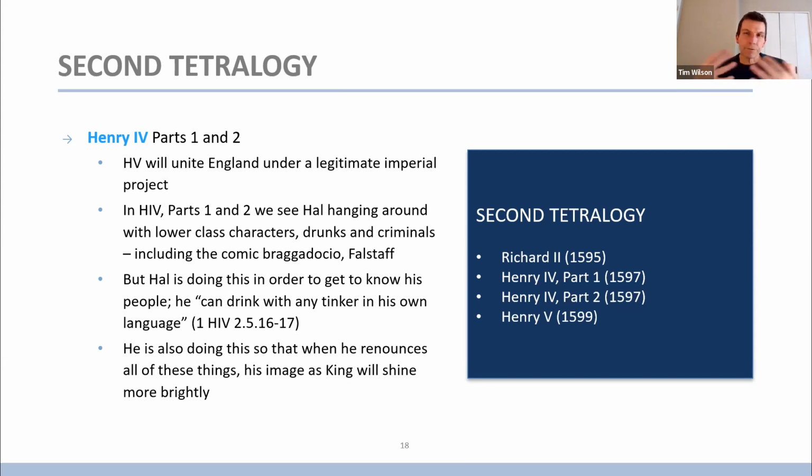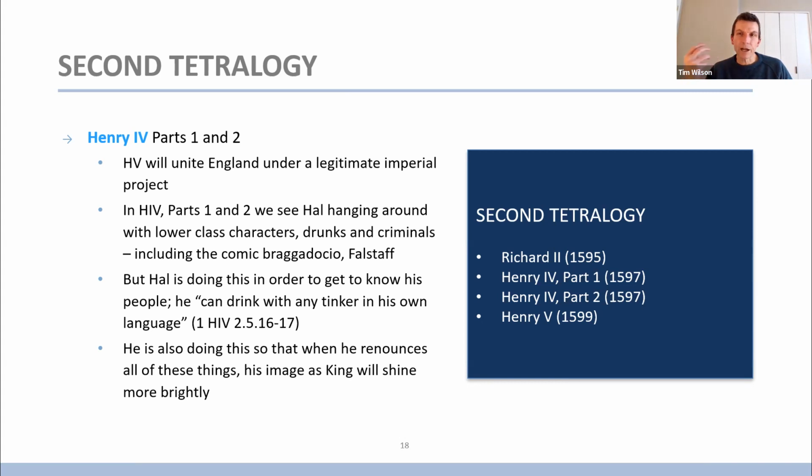But at the time, in Henry IV, parts 1 and 2, he's this dissolute youth, and his father and other nobles are disappointed in him because he's hanging around with these drunks and thieves and seems to be wasting his potential. Hal says he's doing this in order to get to know his people, and he says he can drink with any tinker in his own language. And this is one of the things we actually do end up seeing in Henry: he knows the people. And remember this as a characteristic of leadership.